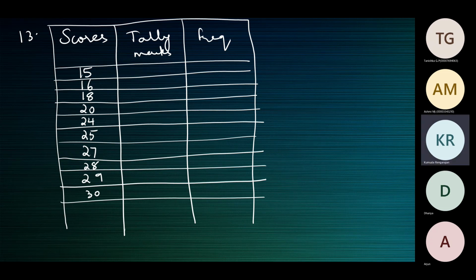So the first column is scores, then tally marks and frequency. And these are the scores you have in the data, 15, 16, 18, 20, 24, and so on. You must write those scores once in the ascending order. If a score is not there, don't write it. 19 is not there, so don't write it. Whatever scores you find in the data, you should write all that in the ascending order once. Then tally marks and frequency. Is that fine?